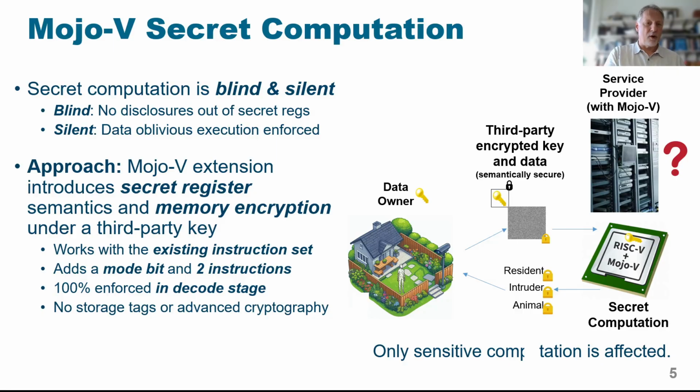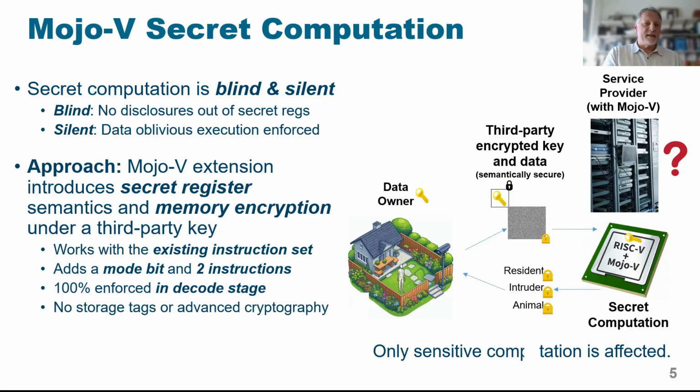Mojo-V enhanced RISC-V core, and then we're also going to implement third-party memory encryption through 2 instructions, an encrypted load and encrypted store, where a third party can inject a key into the system, and then the programmer can then load data under that encryption key and store data under that encryption key, only to secret registers.